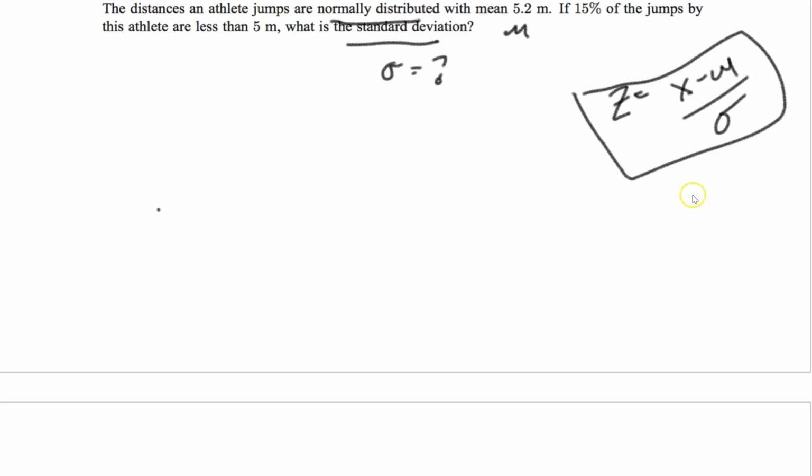So how does this work? Well, step 1 is write that formula down. So if you're missing something, write this formula. Again, it's only if it's normal. It's in the normal part.